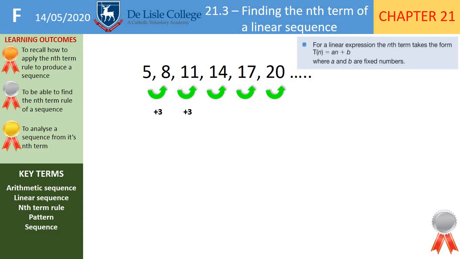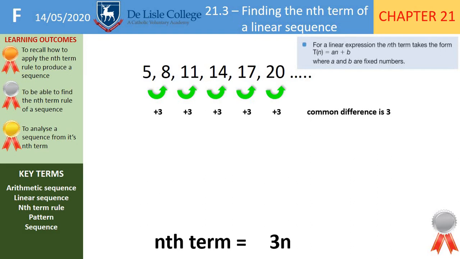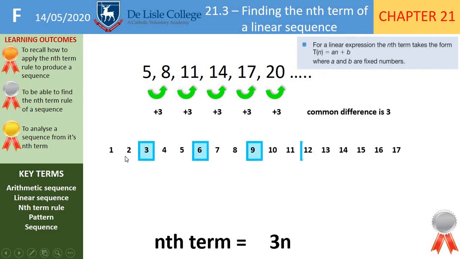So again, let's find the common difference first. And the common difference is 3. So the first part of our nth term rule is then 3n. So that common difference tells you what the value is with n all the time when you're working with a linear sequence, okay? But if we just applied 3n, if n was 1, 3 times 1 is 3. If n is 2, 3 times 2 is 6. If n is 3, 3 times 3 is 9, and then 12, and then 15.